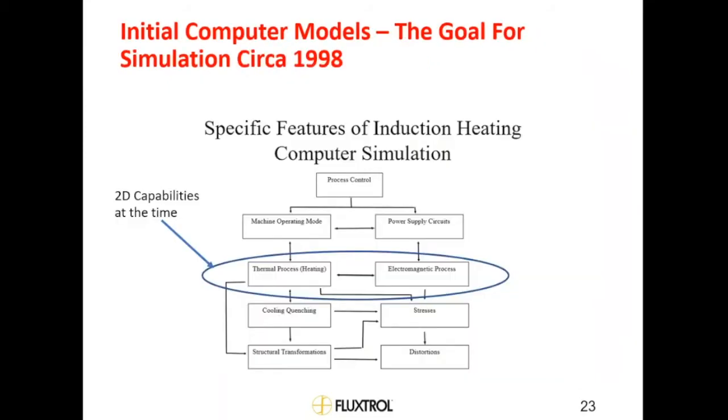So if we start to look at 1998, where we were, we had that process chain we showed before. And at that time, we could really only do electromagnetic and thermal in 2D. 3D coupled problems were not practical at all. So really, we were talking about electromagnetic and thermal in 2 dimensions only.